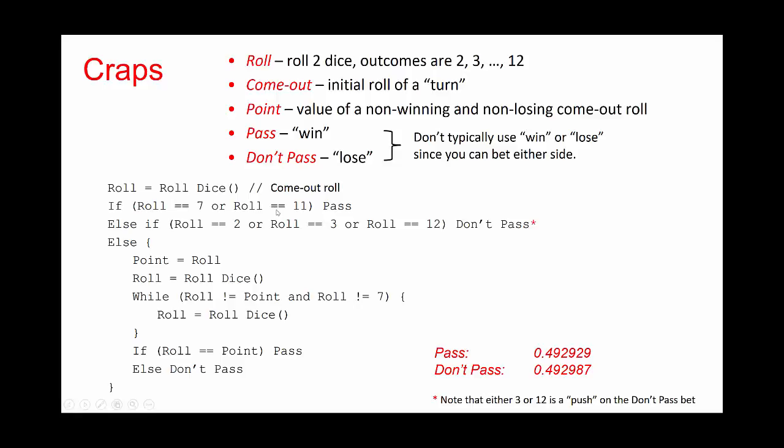We can either pass immediately, we can don't pass immediately, or we can go through this loop where we continue to roll.